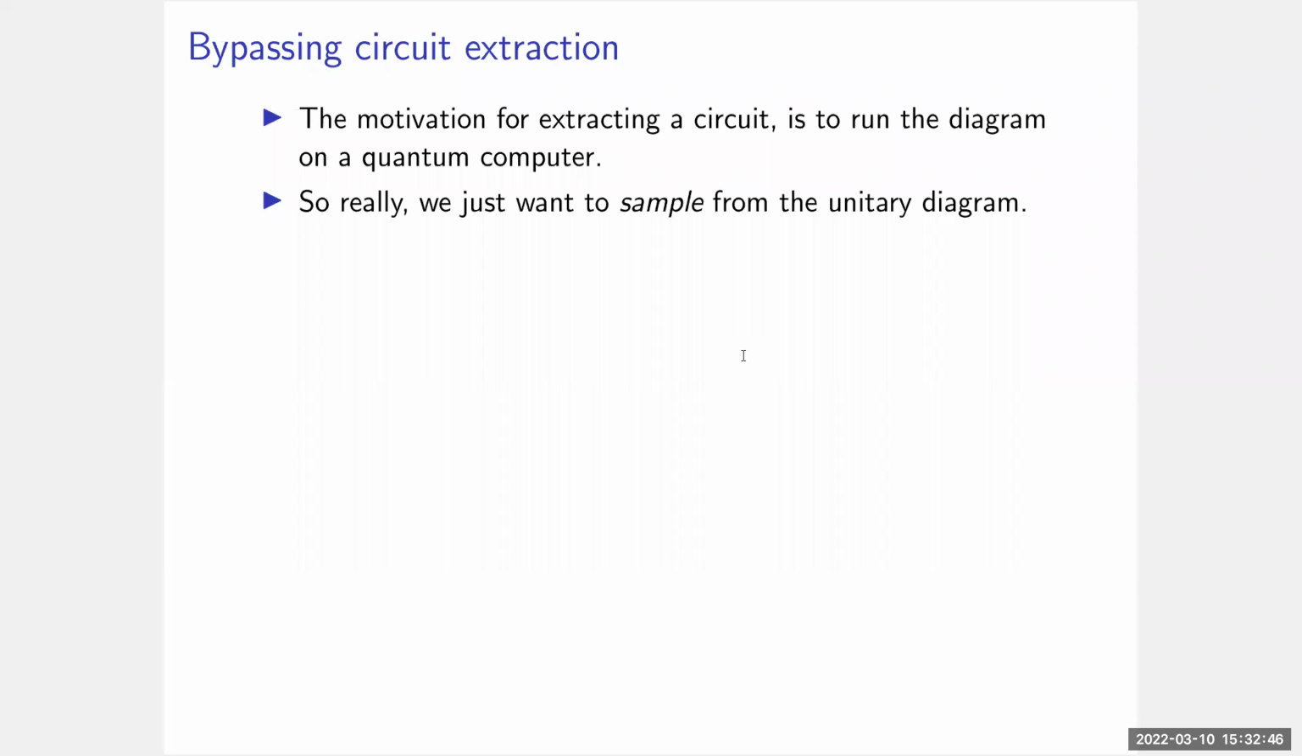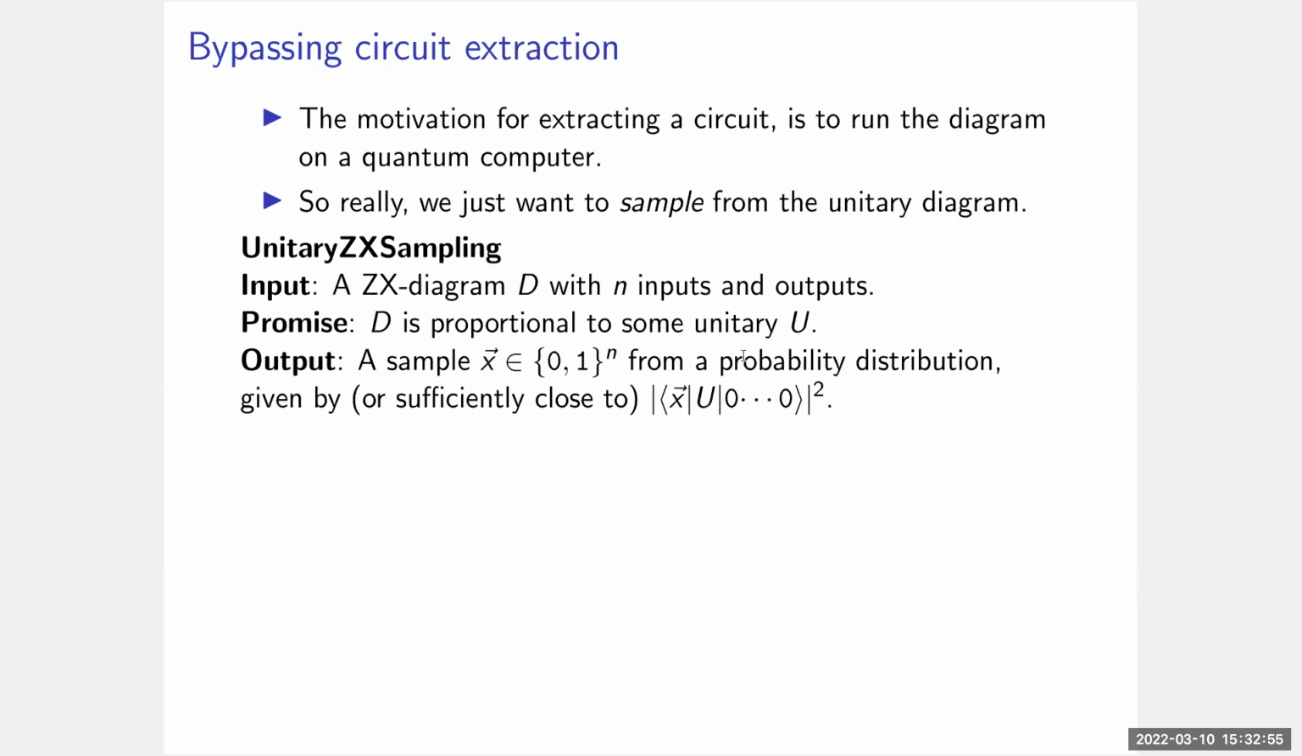is to sample from the unitary diagram, right? So we can just bypass circuit extraction and directly encode what we want to do. So we call this problem unitary ZX sampling. And here our input is still a ZX diagram, which is proportional to a unitary U. But now our output is not a circuit. The output is just a sample from the probability distribution that we would expect from this unitary, right? So the ZX diagram implements a unitary. We want to sample from this unitary, okay?